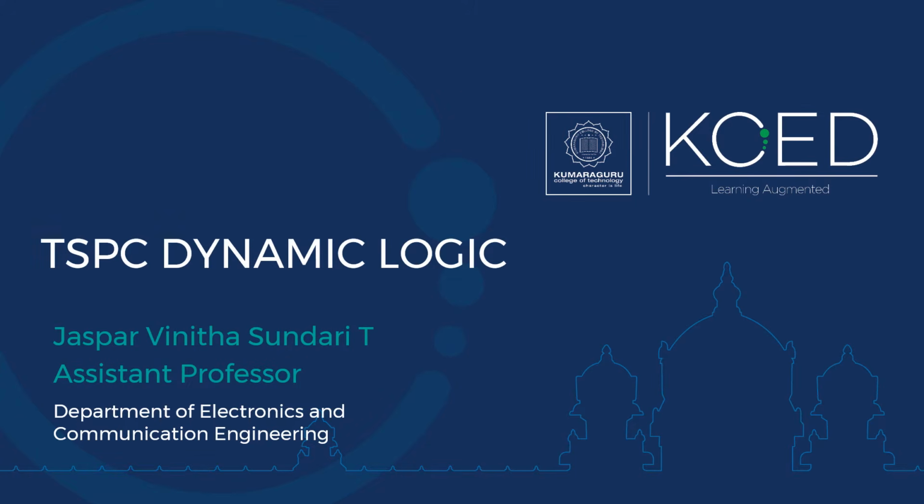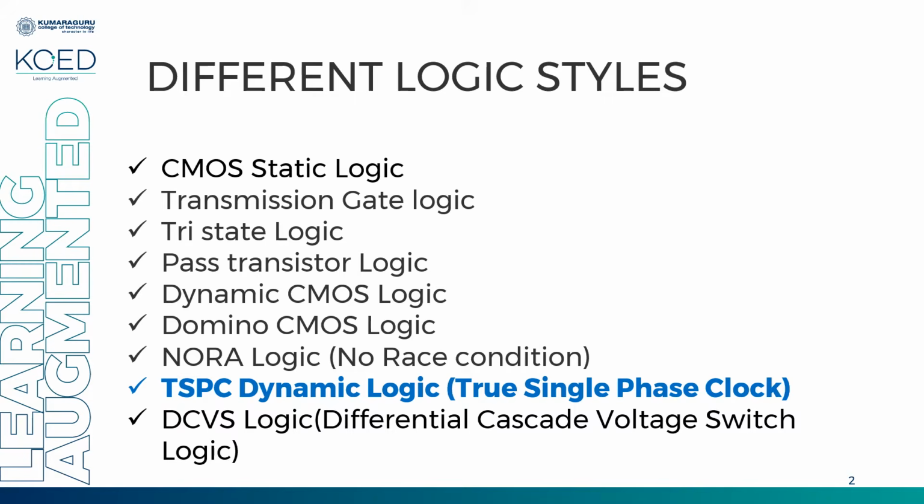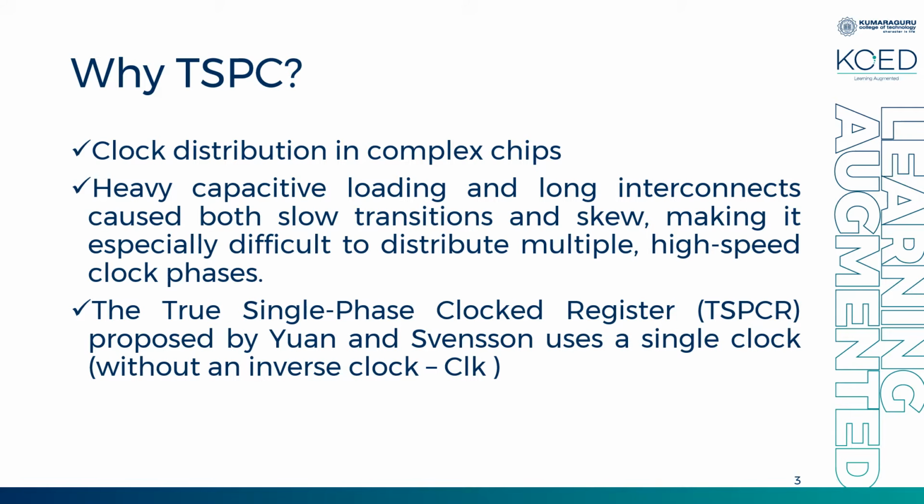In this video, we'll be learning about TSPC dynamic logic. So far we have seen static, ratioed, ratioless, and then we moved towards switch logic, transmission gate and pass transistor, and then we moved towards dynamic logic styles. So basic dynamic logic style, precharge and evaluation phase, all those we have seen, and domino, which will include both the transitions being possible, and NORA, no race condition, and now we are into TSPC, that is true single phase clock. So why TSPC?